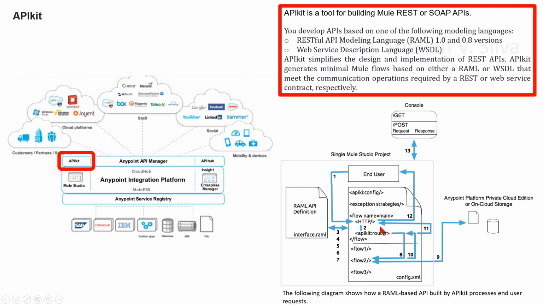Here in step 1 you can see the end user sends HTTP request to API. In step 2 the HTTP or Jetty endpoint in the main flow receives the request and passes the message to APIkit router.